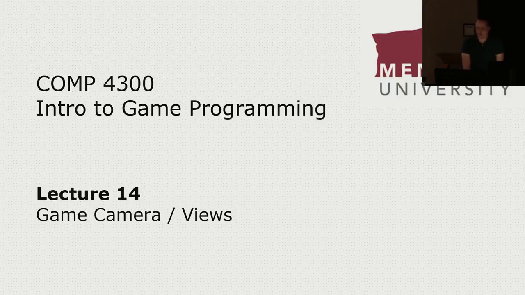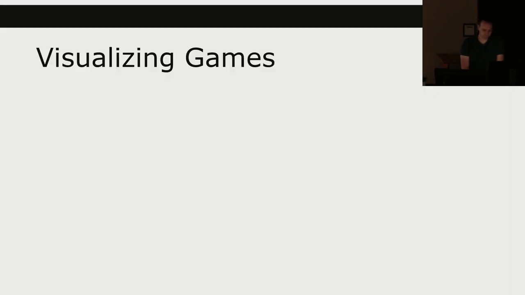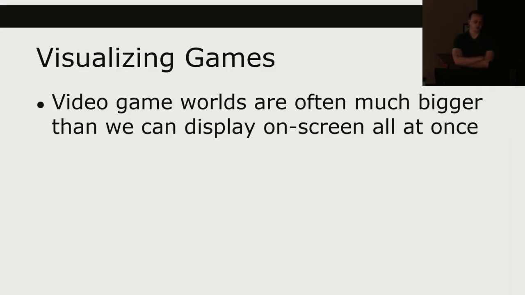So, today, lecture number 14, we're talking about game cameras and views. So, visualizing games. Up until now, all of our games, well, assignment 3 changes this, but in assignment 1 and assignment 2, there was a 1-to-1 ratio between the game world, the XY coordinate of the thing that lives in the game world, and where that thing is actually on the screen. There was no difference between those two things.